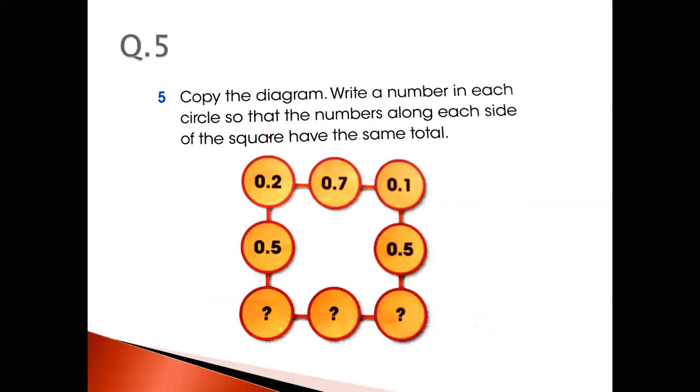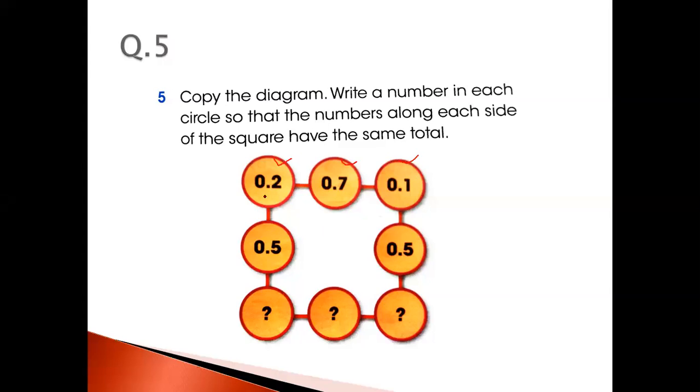They said to copy the diagram, write the number in each circle so that the number along each side of the square have the same total. यहाँ अगर हम गौर से देखें हमारे पास 3 नंबर गिवन है. यहाँ पर 0.2, 0.7 और 0.1, यानी हम अगर तीनों नंबर्स को प्लस करें, 0.7, 0.2 और 0.1 को, तो हमारे पास एक नंबर 1 बनता है.